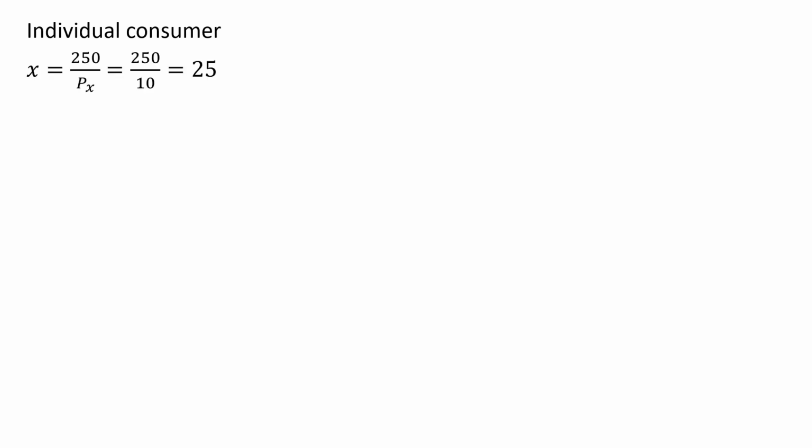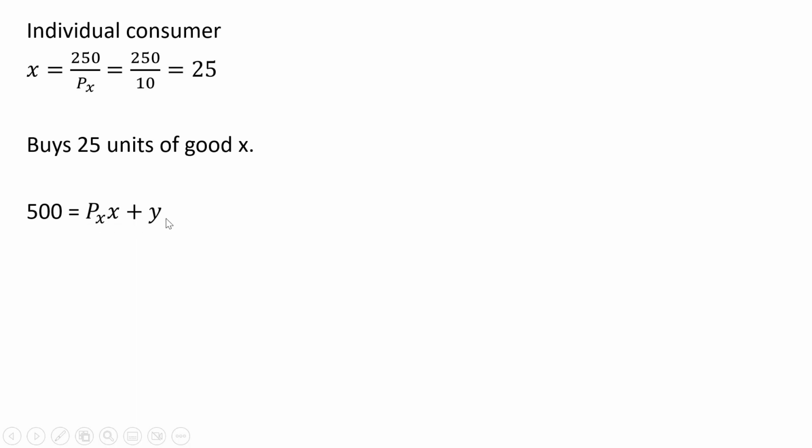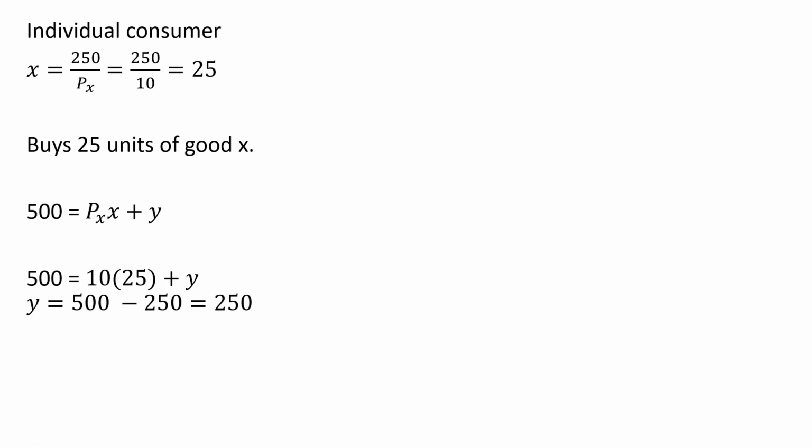And as for the individual consumer, demand is as follows. If the price is $10, the individual consumer will buy 25 units. Here is an individual consumer's budget constraint. We know now that the price of good X is 10 and the consumer is buying 25 units of good X. This means that the consumer will buy 250 units of good Y at $1 each. Okay, that's it.